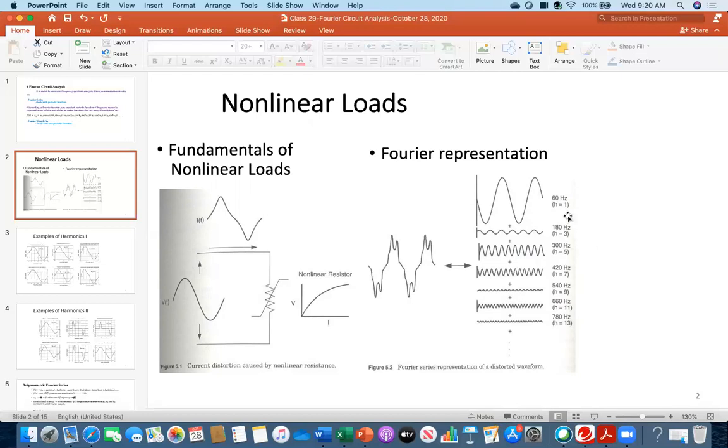And then for 60 hertz, the h value of 180 is 3, because it is 3 times. So h value of 3. H refers to harmonics, the harmonic order. Accordingly, this is the first order harmonic, third order, fifth order. Accordingly, it goes.